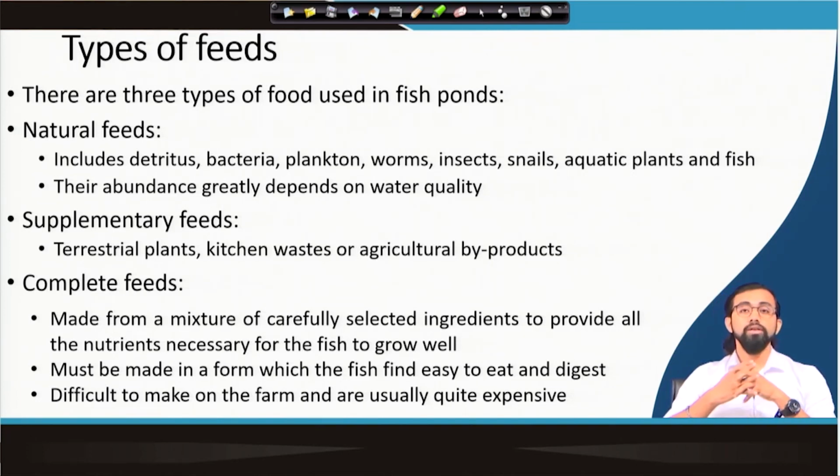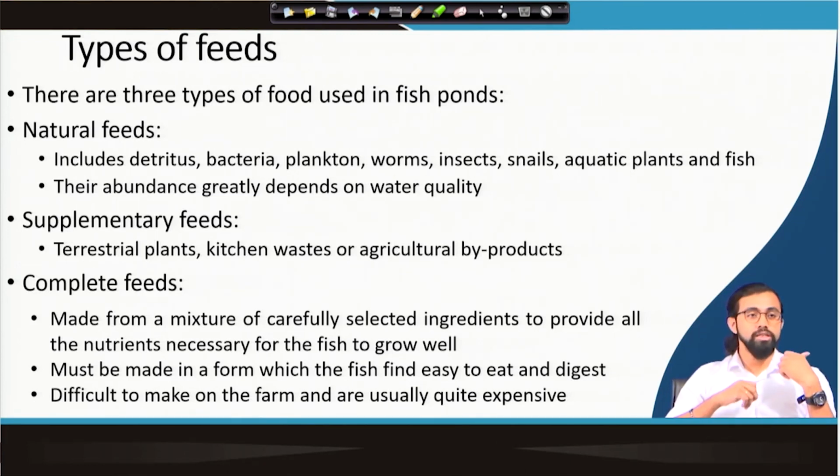The third thing is the complete feeds. Complete feeds are the ones you have to use in intensive aquaculture systems. They are normally made from a mixture of carefully selected ingredients to provide all the nutrients necessary for your aquatic species to grow properly, healthy and well. So this is target species specific. Why do I say target species specific? Suppose you are culturing, say, bivalves. For bivalves, you don't have to worry about feed, not much.